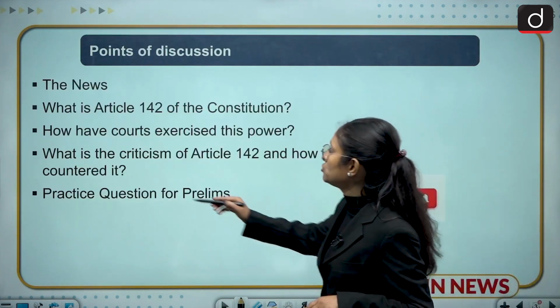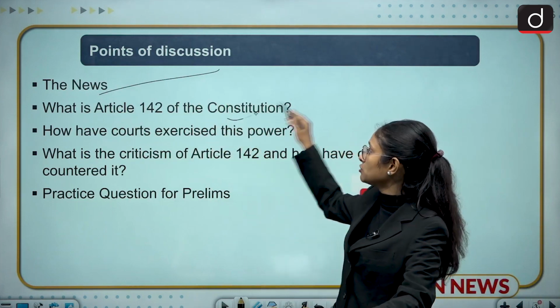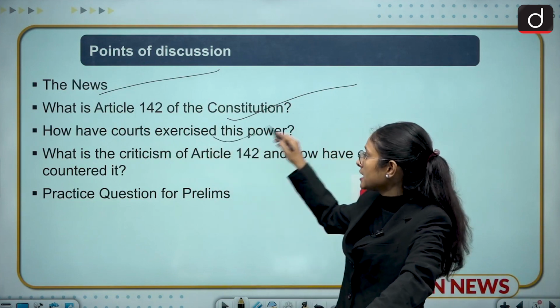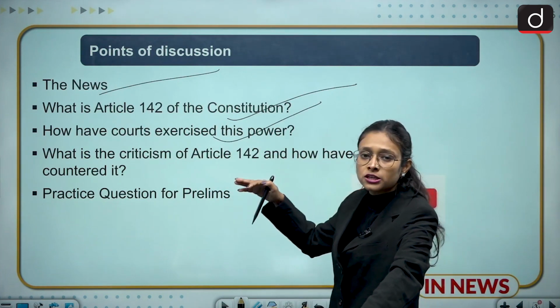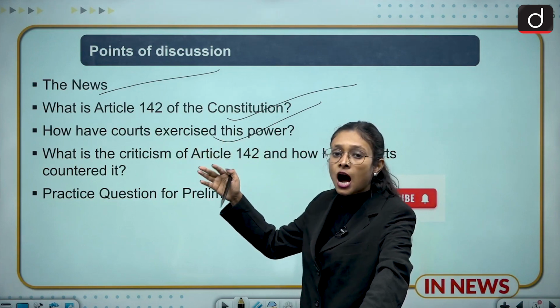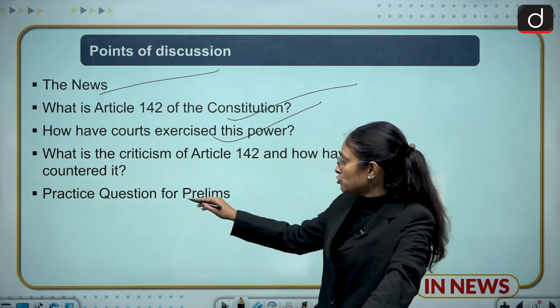First of all, we are going to discuss the news, then Article 142 of the Indian Constitution, then how the courts have exercised this power, and also the criticism related to Article 142 and how the Supreme Court has justified itself. Then a practice question for prelims.